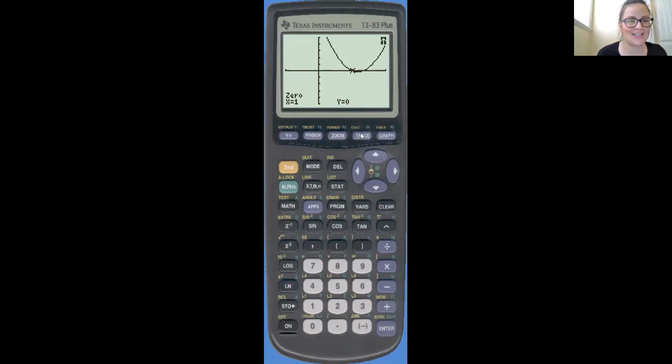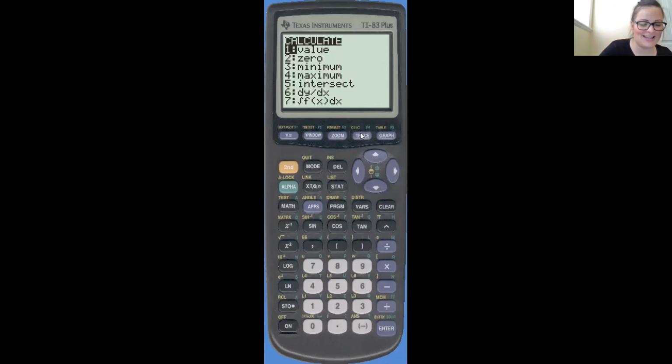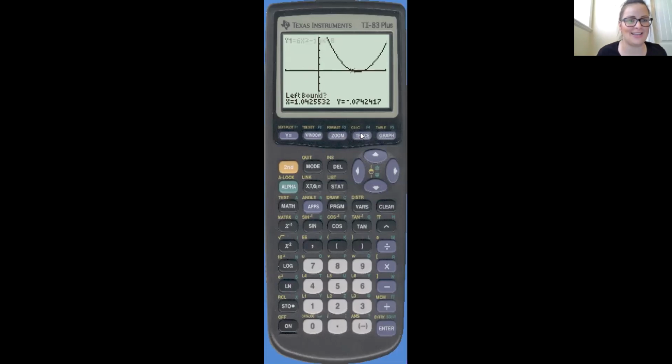So then I'm going to go second function trace again. I'm going to go to zero again, and now I'm going to do the x-intercept on the right. So I'm right bound where I'm under, left bound when I'm above. Hit enter, and I've got 1.333333 repeating. So that's the same thing as x equals 1.3 repeating, which is the same thing as 1 1/3 or 4/3.